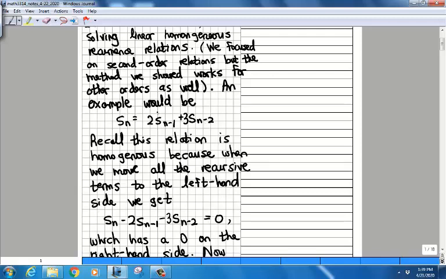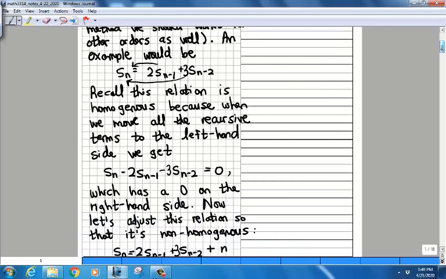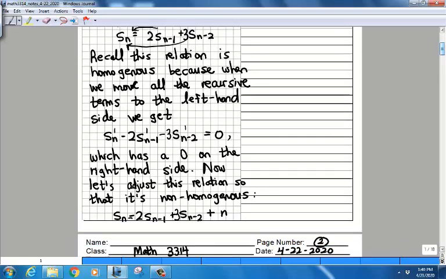When you take these two terms and move them back over to the left-hand side, these are recursive terms because they involve S sub n minus 1 and S sub n minus 2. If you move those to the left-hand side, you get S sub n minus 2 S sub n minus 1 minus 3 S sub n minus 2 equals 0. Notice the right-hand side of this equation is 0, so this is a homogeneous recurrence relation. It's also linear, because the recursive terms are all raised to the first power, and it also happens to be second order.